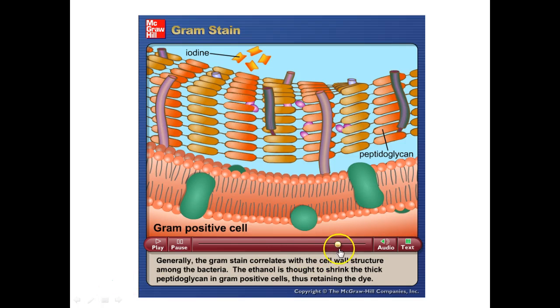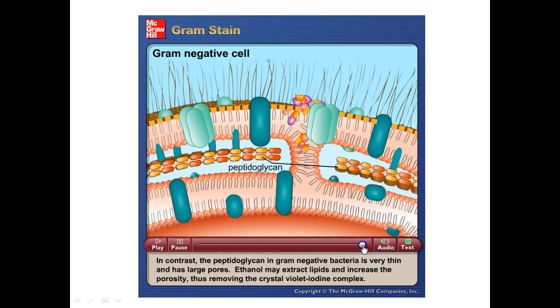Gram negatives, in comparison: crystal violet and iodine are going to go in, but because they have such a thin layer of peptidoglycan, and they usually have an outer membrane, that outer membrane is dissolved. Big holes between the two membranes will happen, because ethanol dissolves lipids, right? Membranes are mostly made out of lipids.